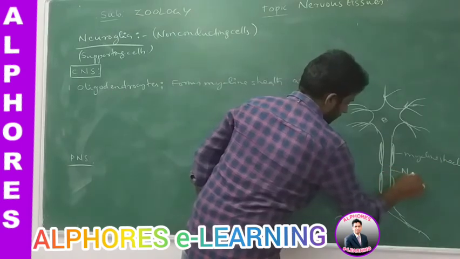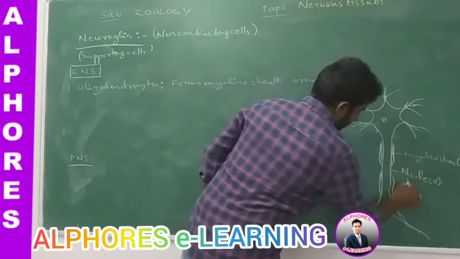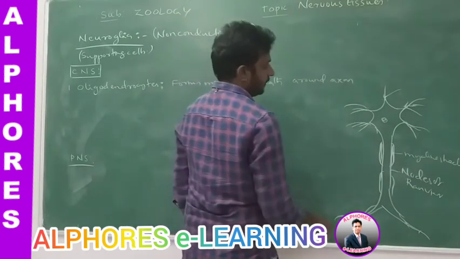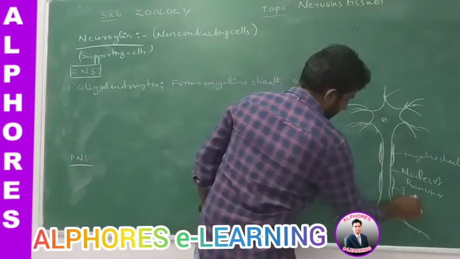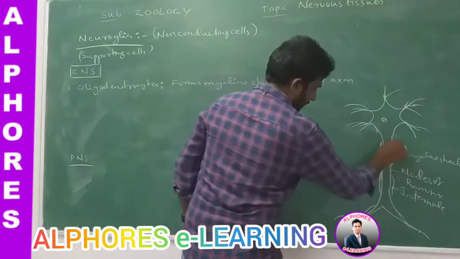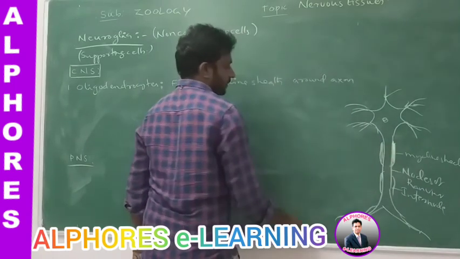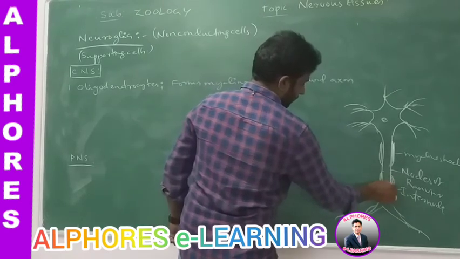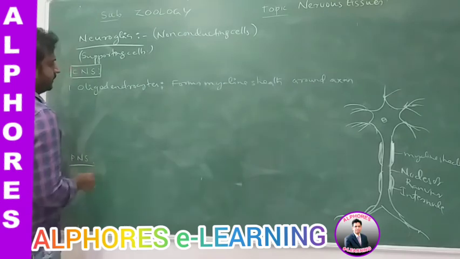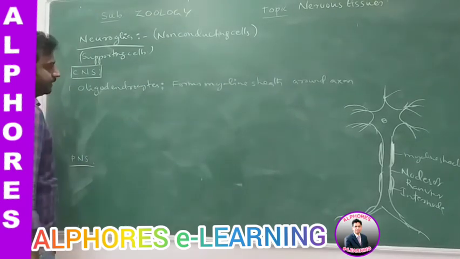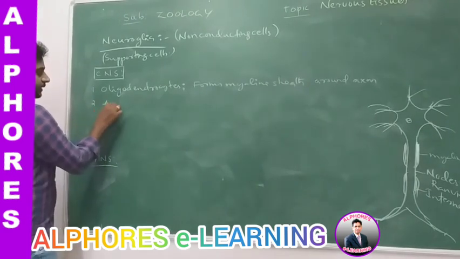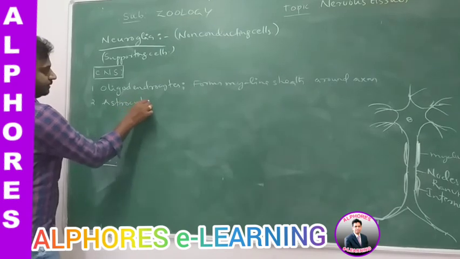And here, nodes of Ranvier are present. Then internode. The part of the nerve fiber which is present between two nodes is called the internode. That internode is covered with a myelin sheath. Here, oligodendrocytes form the myelin sheath around the axon. That is the first one.